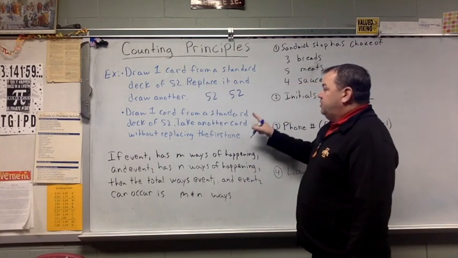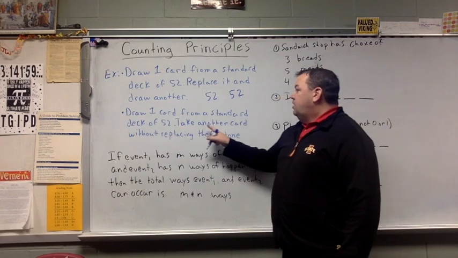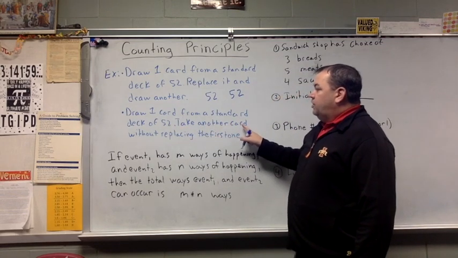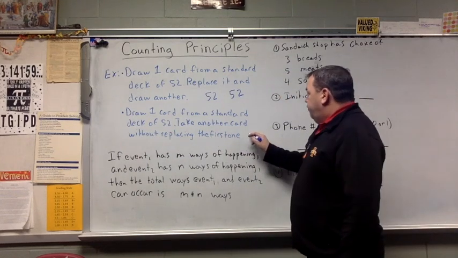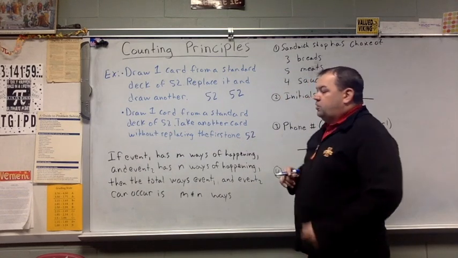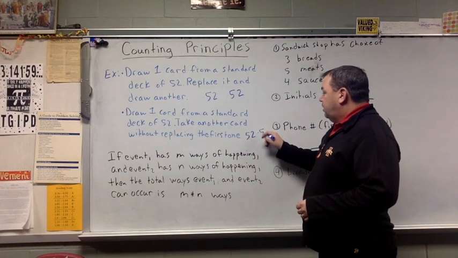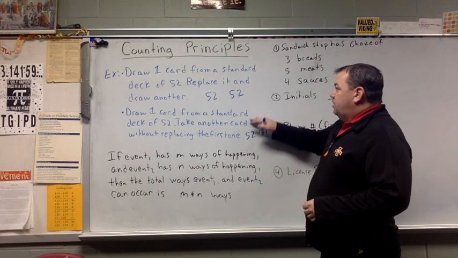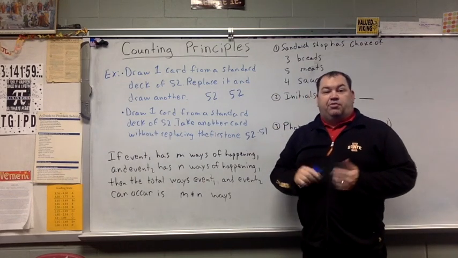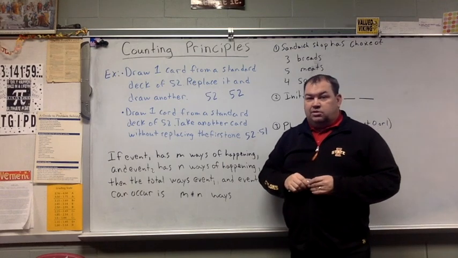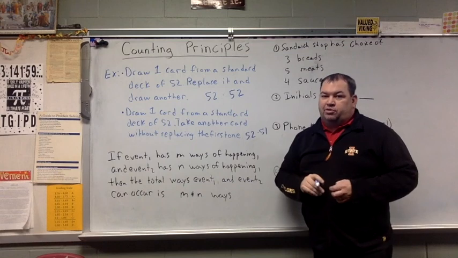But notice what happens if I do the exact same thing with the standard deck of 52, but when I take my other card, I don't replace the first one. So there are 52 choices now for my first card, but there's only 51 choices for that second card. So this is going to become important when we start talking about probabilities, specifically permutations and combinations. But what I demonstrated with both of these is the counting principle.